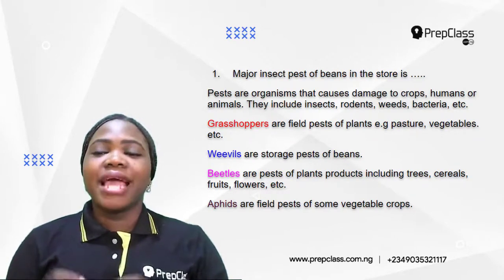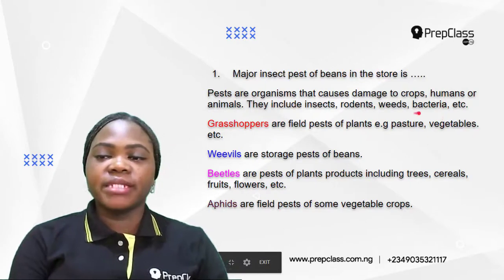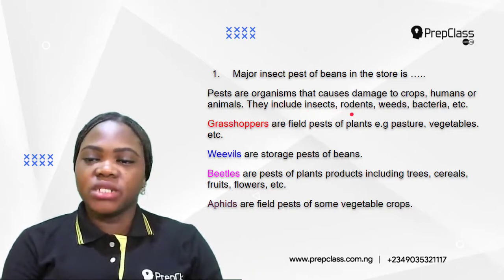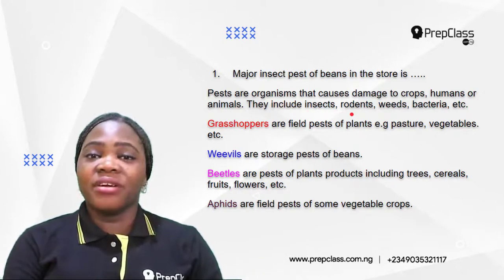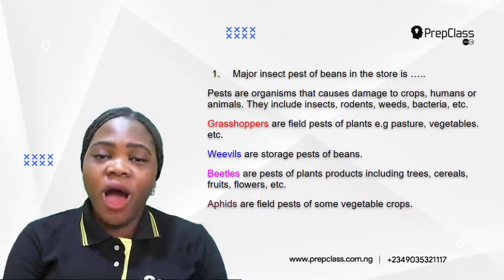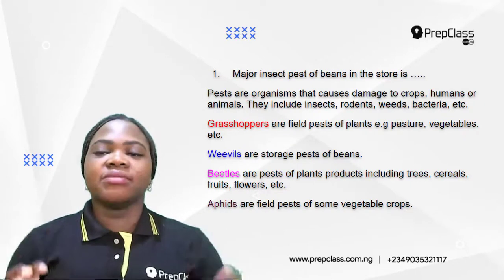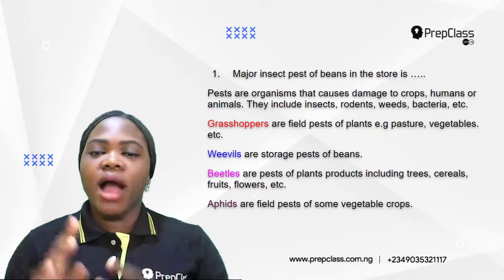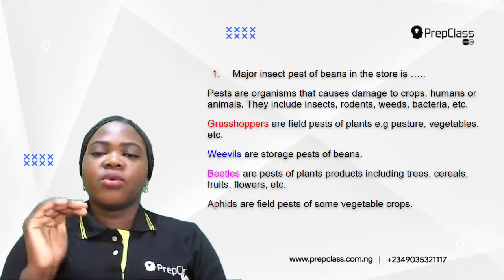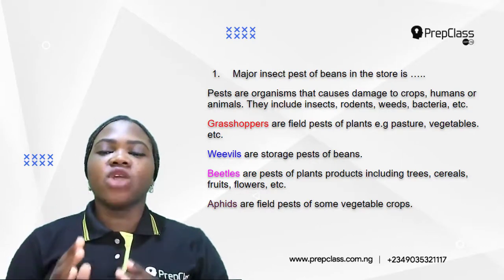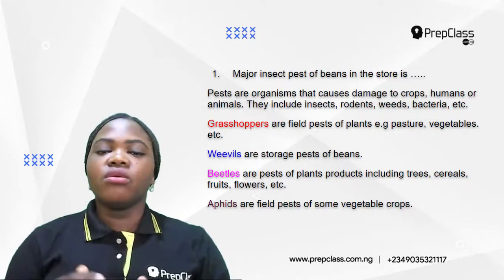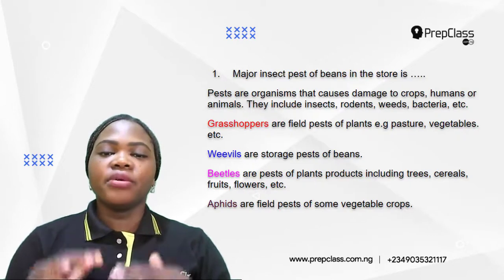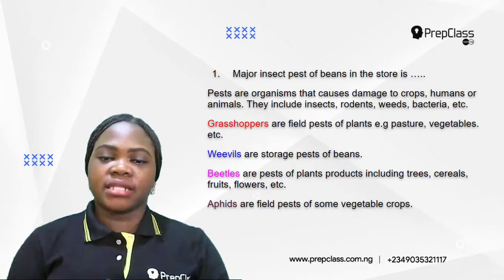Pests are organisms that cause damage to crops, humans, or animals. They include insects, rodents, weeds, bacteria, viruses, fungi, and so on. Now, the question says major insect pest of beans in the store is. So we need to look at all the options and find out the crop each of these insect pests affect.